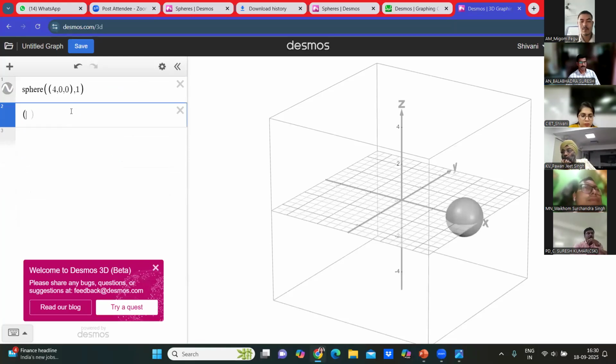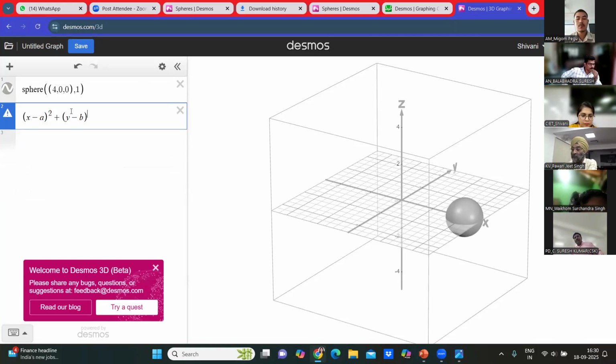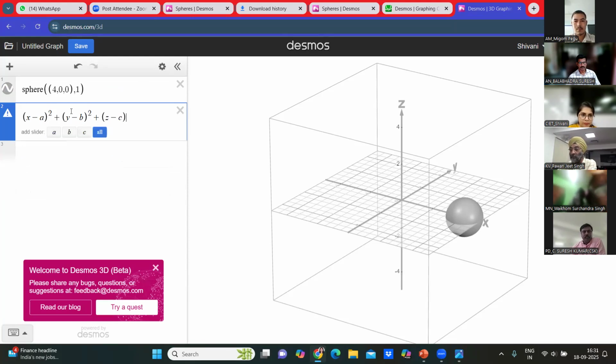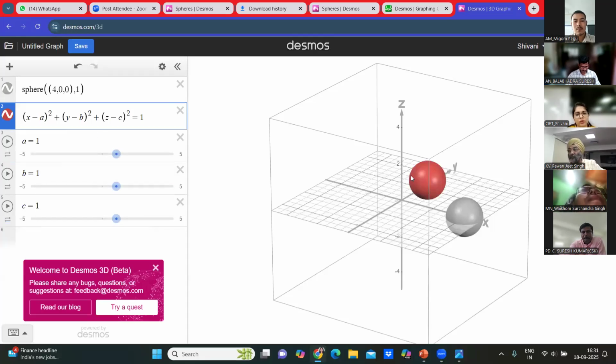Now the other is x minus a square, plus y minus b square, plus z minus c square. And another one is the radius. So we are fixing the radius as 1, and A, B, C are added as sliders. So you can see that when A is 1, B is 1, C is 1, the center will be at 1, 1, 1 and radius is also 1. So this is the example of sphere.